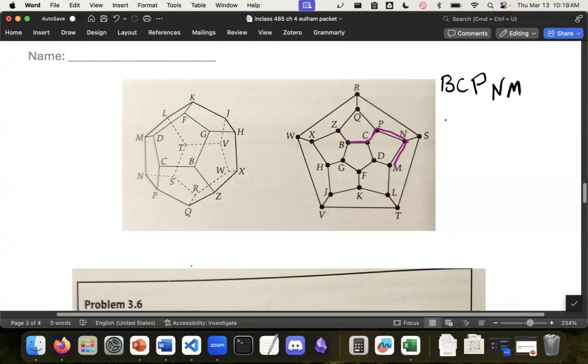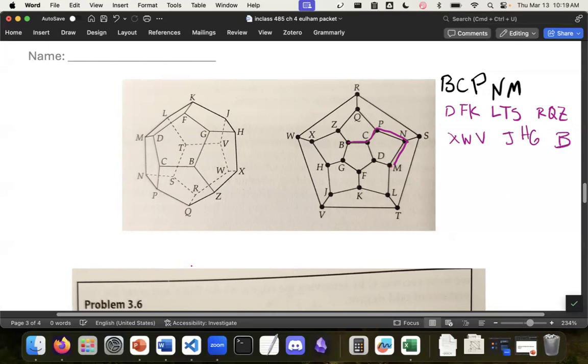So one of the possibilities is, I'll write down the letters and then we'll trace it out. So D, F, K, L, T, S, R, Q, Z, X, W, V, J, H, G, back to B.